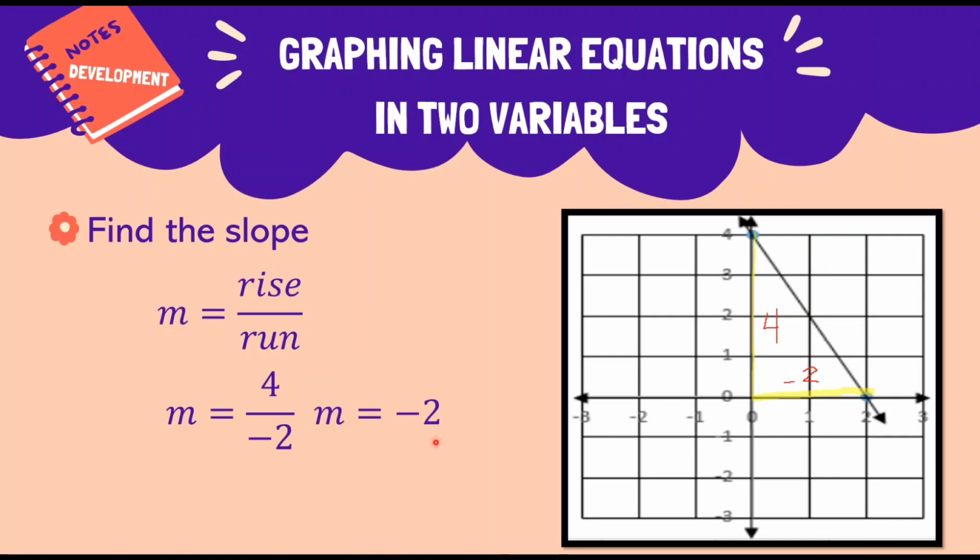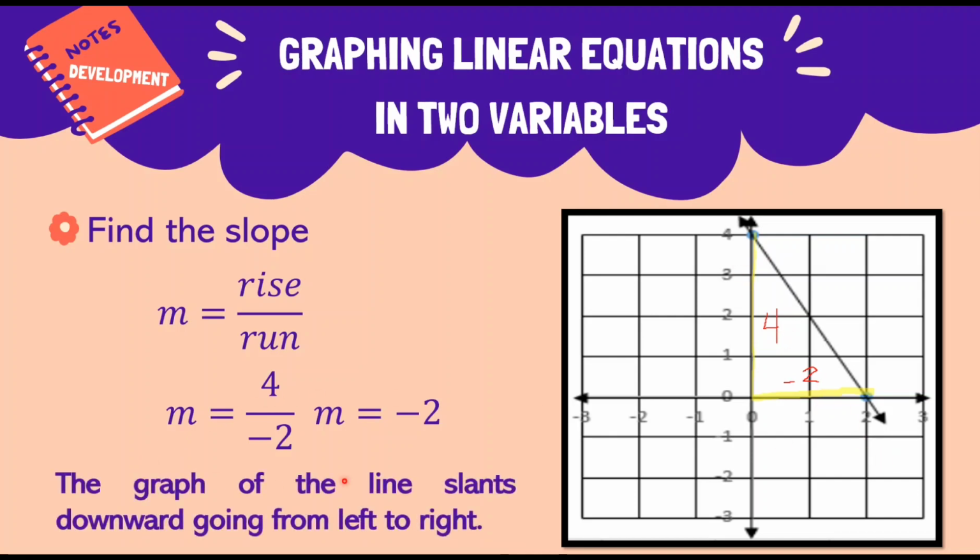Okay, now, so since ang slope natin ay negative ulit, and this is the illustration of our graph, what will be our interpretation? What do you think? Okay, very good. So the interpretation is the graph slants downward. So from left to right. Okay, so since slants downward siya, therefore, the graph of the line slants downward going from left to right. Okay, kasi ang ating slope ay negative din.